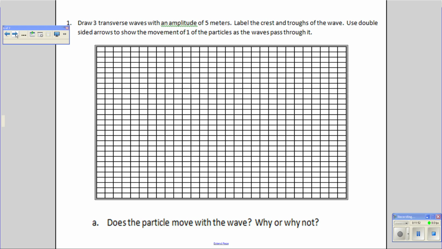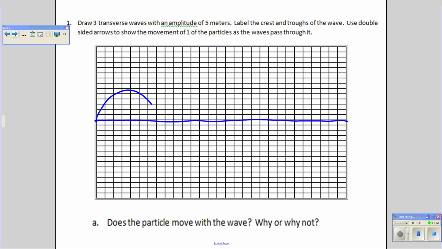All right. Now, my question to help you with. Draw a transverse wave with an amplitude of 5 meters. Label the crest and trough of the wave. Use a double-sided arrow to show the movement of one particle as the wave passes through it. All right? So it didn't actually give me a wavelength. So I can do whatever wavelength I want as long as it has 5-meter amplitude.